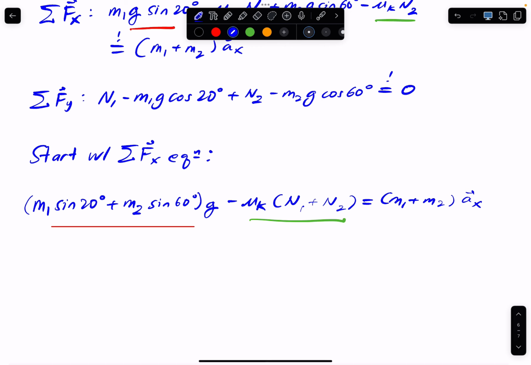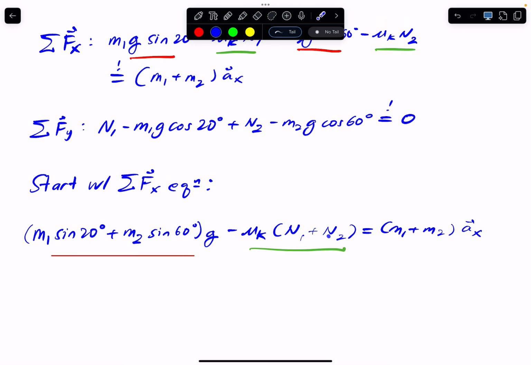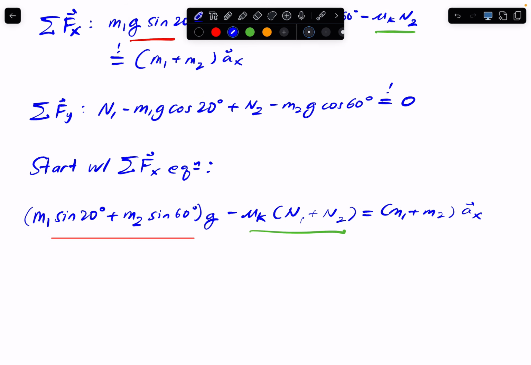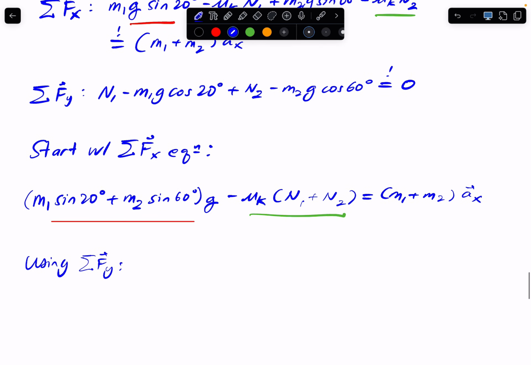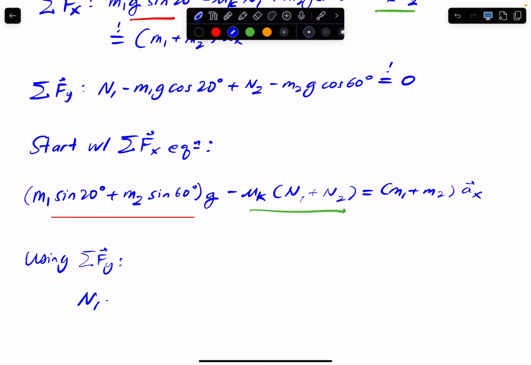All right, now, what term is bothering us over here? This n1 plus n2. Remember, in friction problems, we rarely care about the normal force. So how can we solve for n1 and n2? Which equation do we have left? Y. Yep. So using f of y, we can see that n1 plus n2 is just equal to m1 cosine 20 plus m2 cosine 60 with the g factored out.